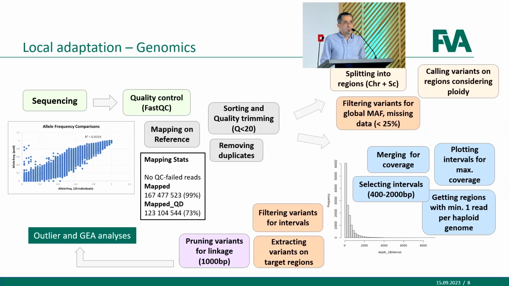And we had also a procedure here, including quality trimming, read mapping, and after various steps, which we can see, but I wouldn't like to get into much detail, we could map 73% of the reads, about 120 million reads, against the reference genome of Quercus robur. And these data were used both for an outlier approach and for a genomic environment association, a GEA approach.